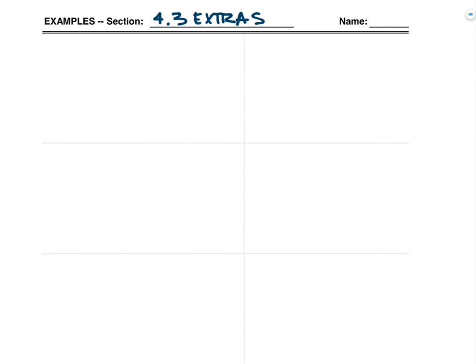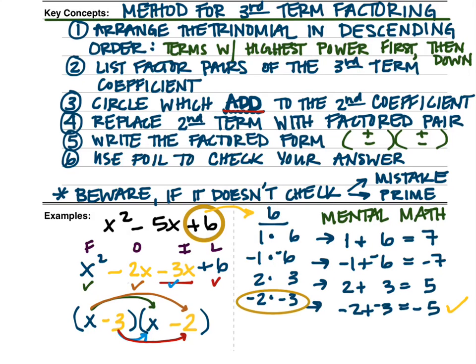third term factoring. So as we've done in the past, the 4.3 video looked like this and had the method of: first step, arrange the trinomial in descending order. Second step, list the factor pairs of the third term coefficient. Third step was to circle the pair which adds to the second term coefficient.